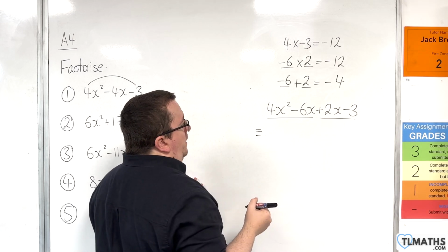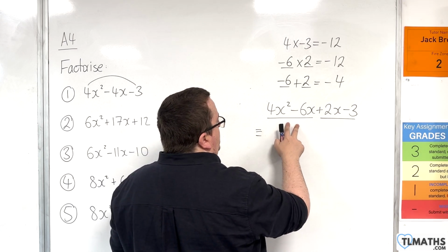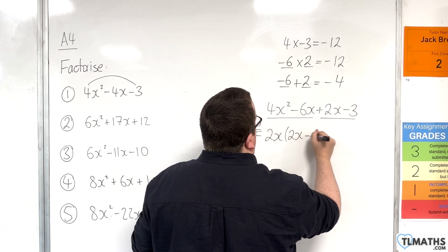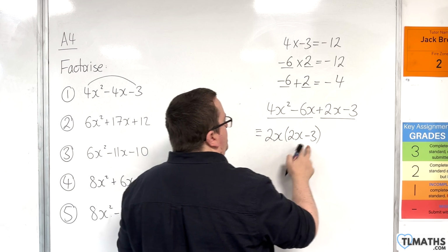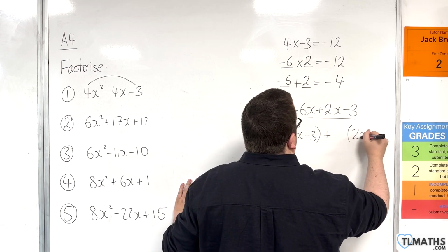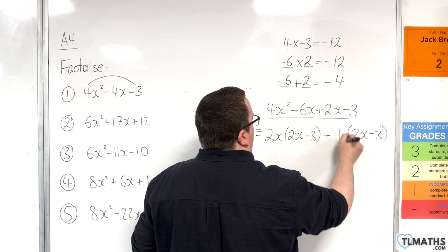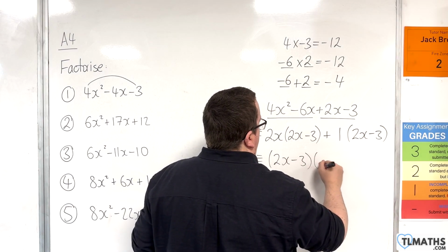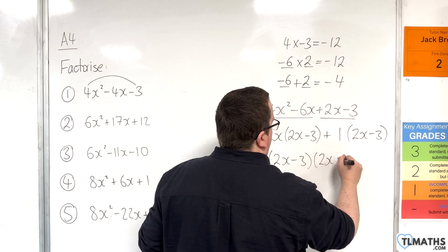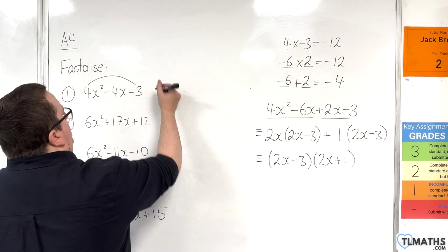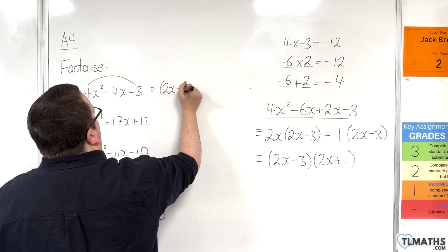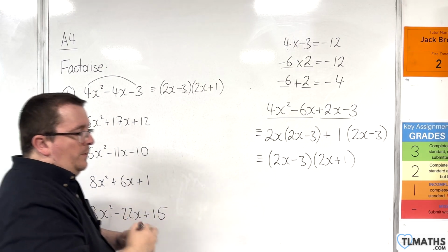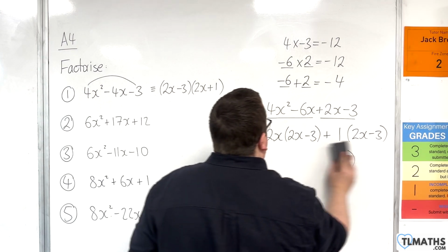Now split it up into two halves. Looking at the first half, we're going to factorise this. So we can factor out 2x, and then we'd have 2x take away 3 inside the bracket. And we know that we have to have the same bracket here, and so that's got to be plus 1. So one of the brackets is 2x take away 3, the other bracket is 2x plus 1. So we have 2x take away 3, 2x plus 1. Okay, so that's our first one.